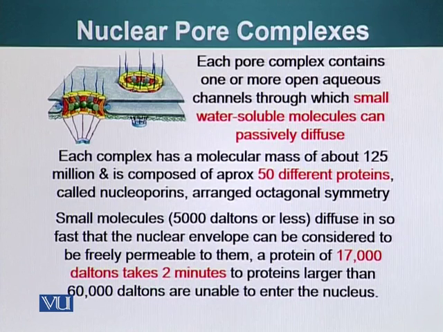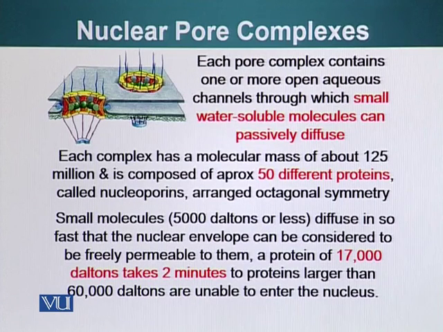I'll show you a micrograph which shows the octagonal symmetry of the nucleoporins making the nuclear pore. Small molecules, as I've mentioned, 5,000 daltons or less, diffuse in so fast through the nuclear envelope that they are considered to be freely permeable to the nuclear membrane. For example, if someone injects a dye containing small molecules less than 5,000 daltons, you see under the microscope that it immediately enters the nucleus.